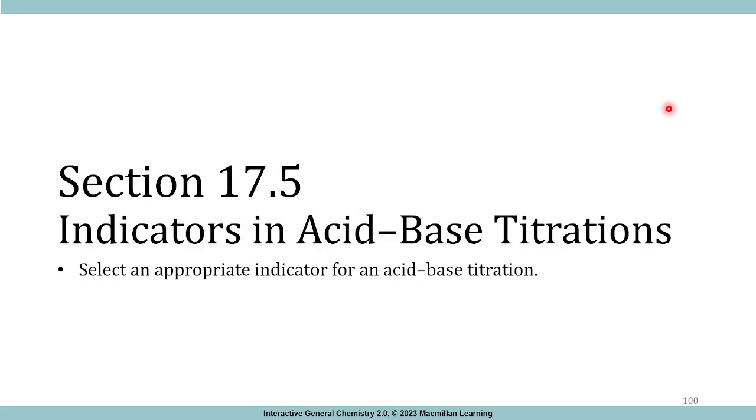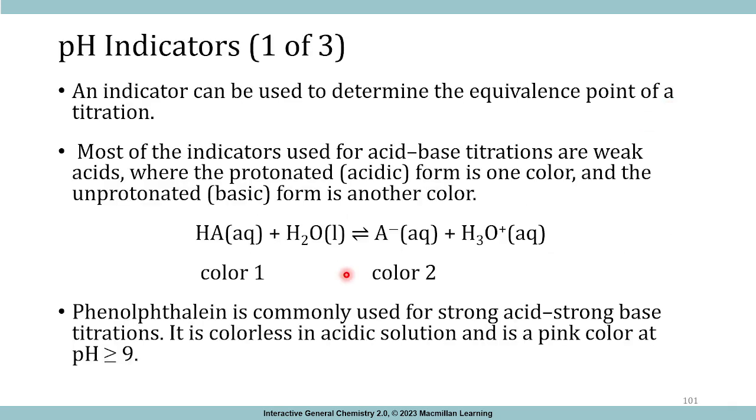Okay, so let's talk about indicators in acid-base titrations. This is, funny enough, one of the most misunderstood and most screwed up things. So an indicator can be used to determine the equivalence point of a titration. Most of the indicators used for acid-base titrations are going to be weak acids, where the protonated acidic form is one color and the unprotonated basic form is another color.